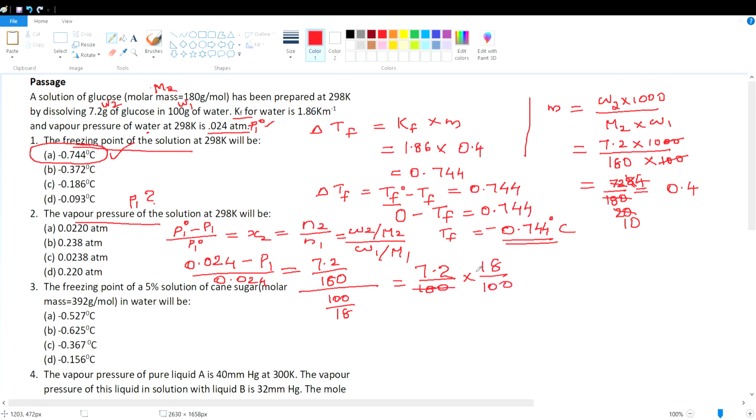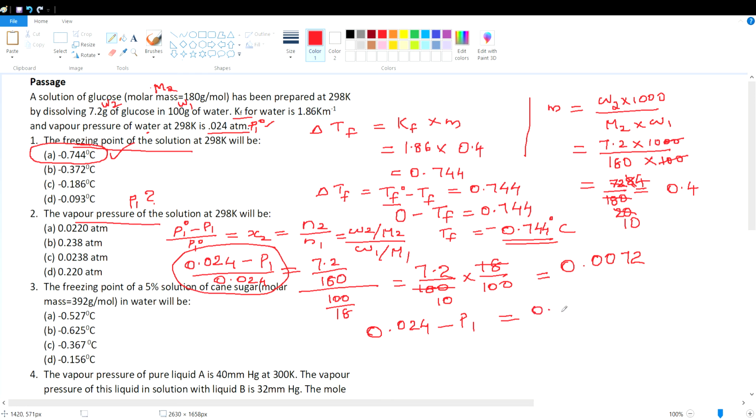So this 180 and 18 cancel 10 times, and so you will get the answer as 7.2 divided by 1000. You will get the answer 0.0072. Right hand side is solved as 0.0072. On the left side we have 0.024 minus P1 is equal to, take the denominator part to the right side.